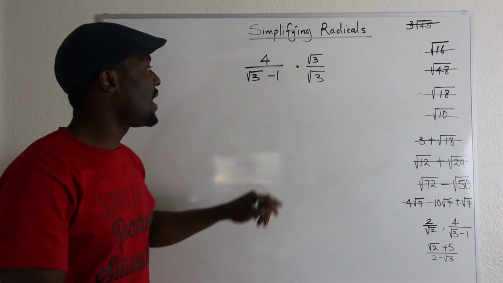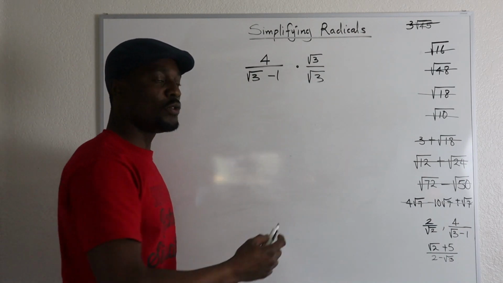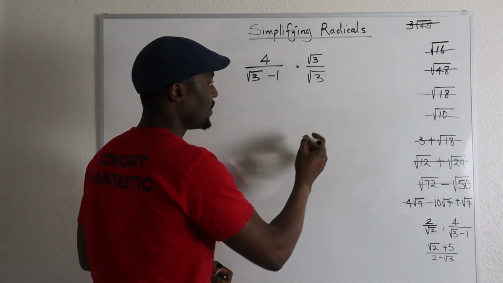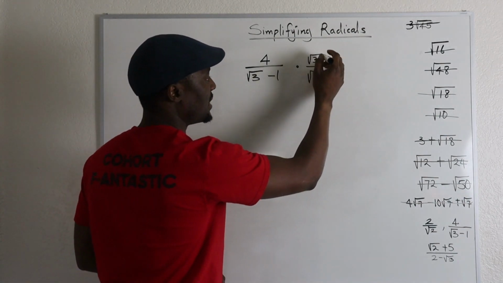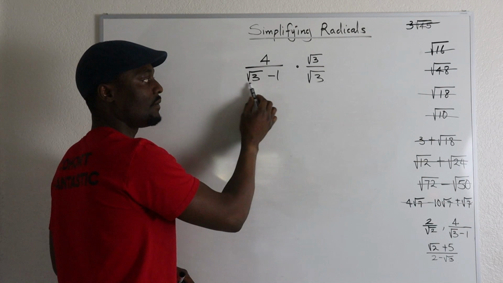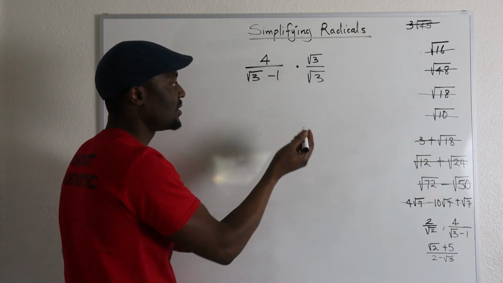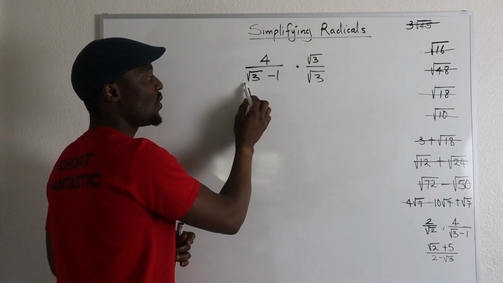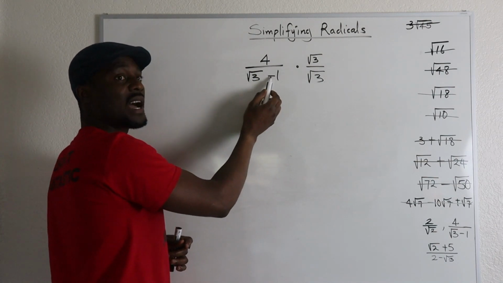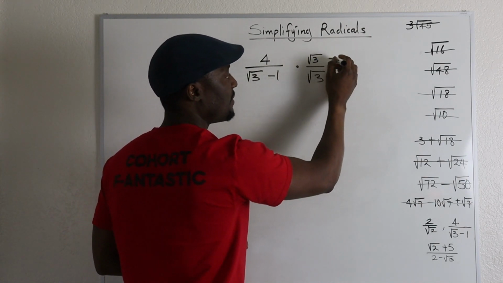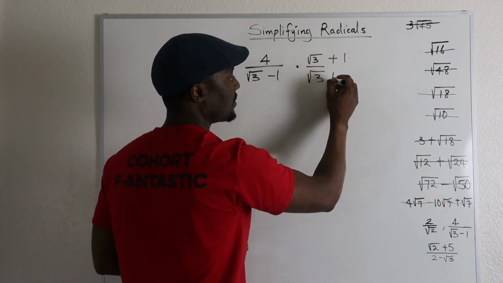So in order to get rid of this, you look for the conjugate. The word is called the conjugate of a surd. Let me write it. The conjugate of this surd, or this radical expression, is the expression that looks like this but has a different sign in the middle. So for rad 3 minus 1, the conjugate would be rad 3 plus 1.